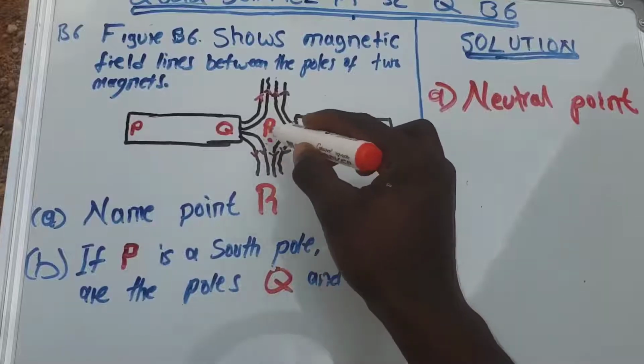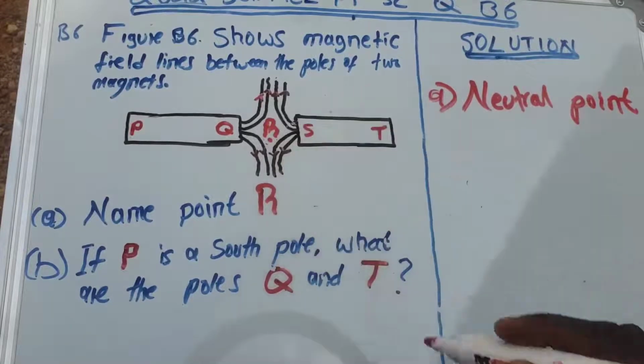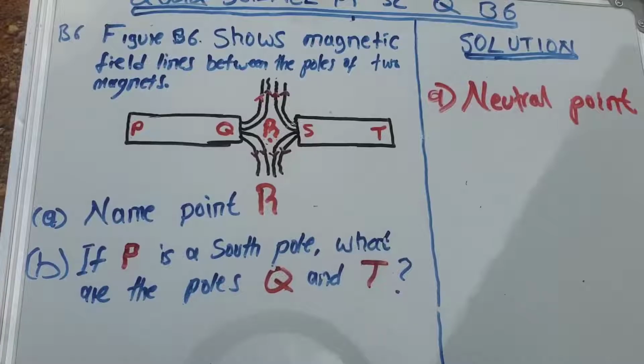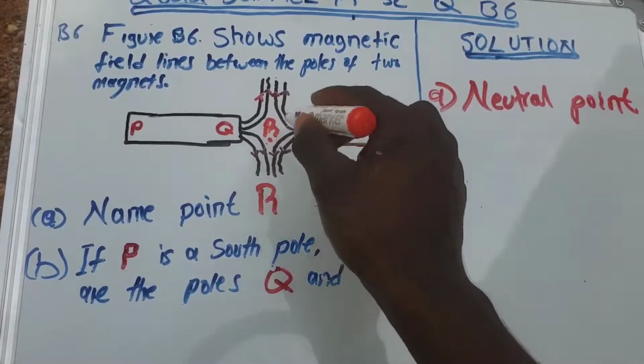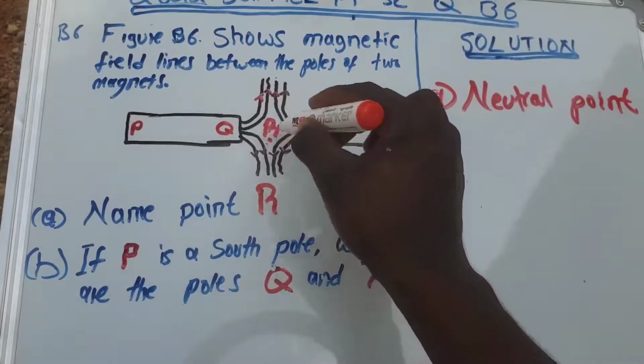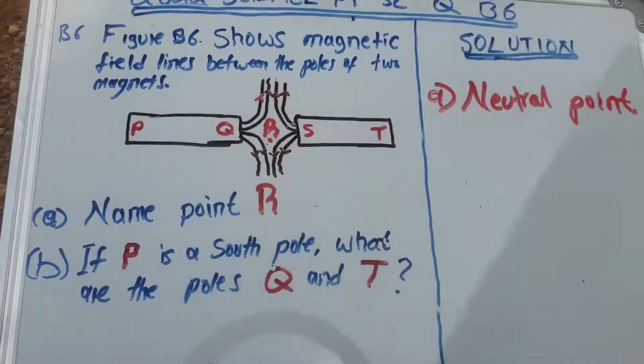So the point where the two magnetic fields were supposed to meet, or where they are not meeting, the remaining space in between, is the one that we call the neutral point.